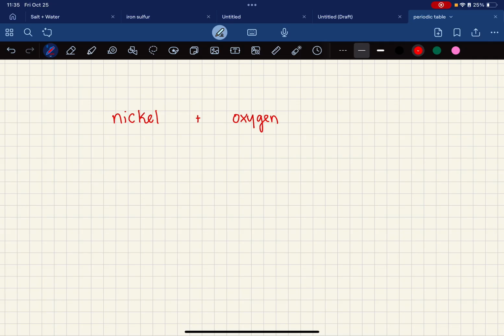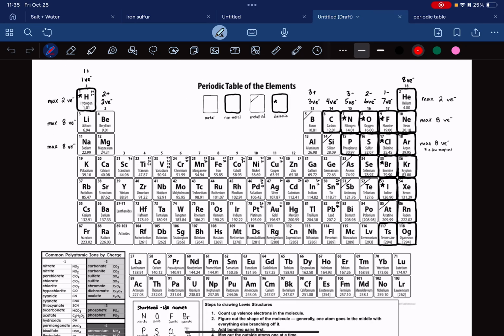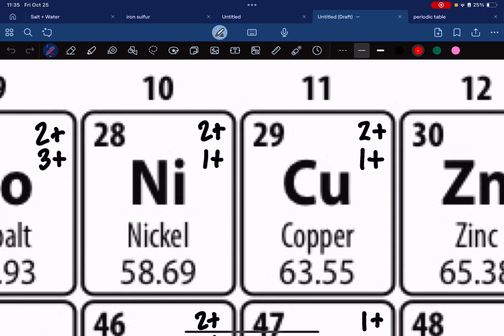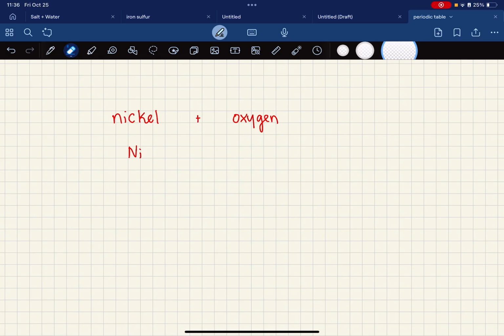All right, so by now you've probably noticed that nickel on your periodic table actually has two different charges. It seems to have a 2 plus charge and a 1 plus charge. It turns out that nickel is stable in both configurations, with either a 2 plus charge or a 1 plus charge. So I'm going to have you try to do both. Try to figure out what the formula would be for nickel with a 2 plus charge and what the formula would be for nickel with a 1 plus charge. You can pause the video again and figure that out.